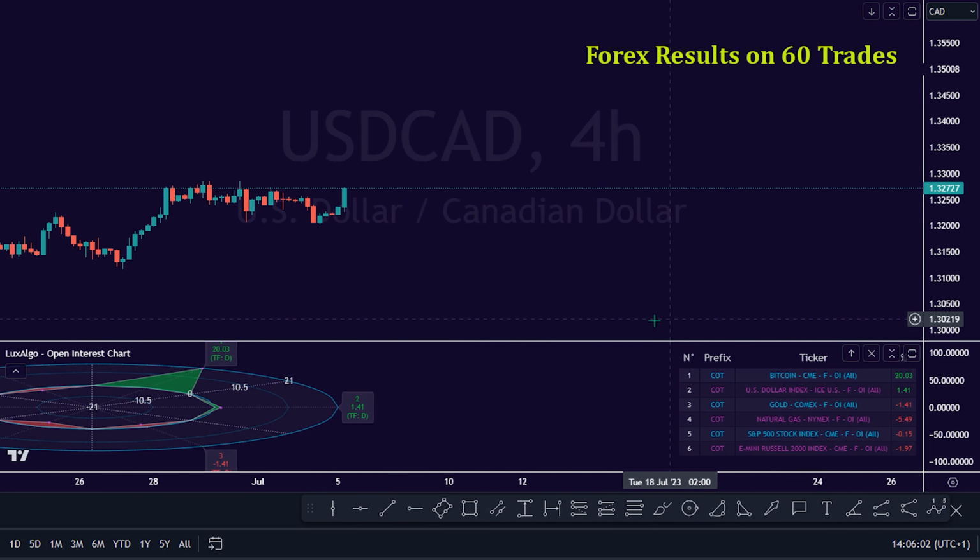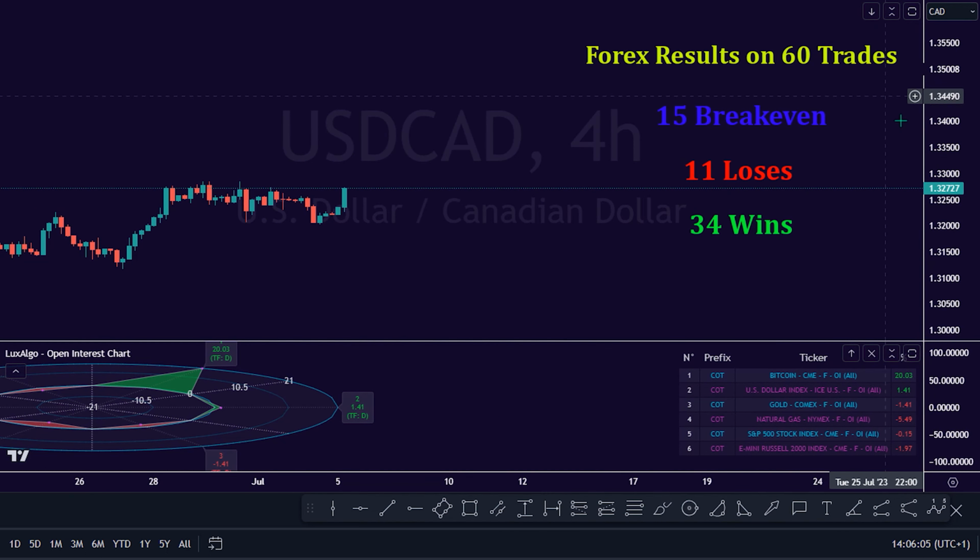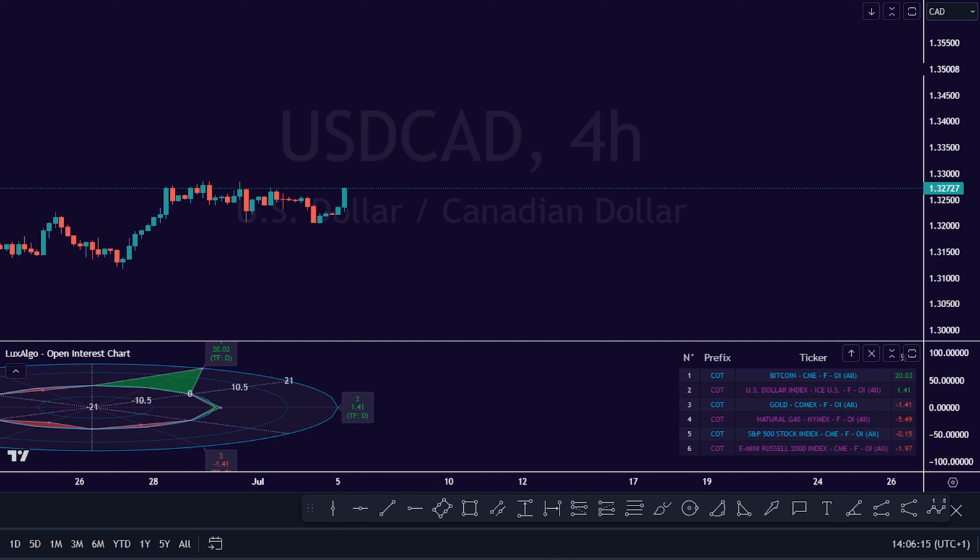This is our trading result after 60 executed trades on the USD currency pairs in the Forex market. We have 15 break-even, 11 losses, and 34 wins. Time to backtest another 20 trades in the gold market.